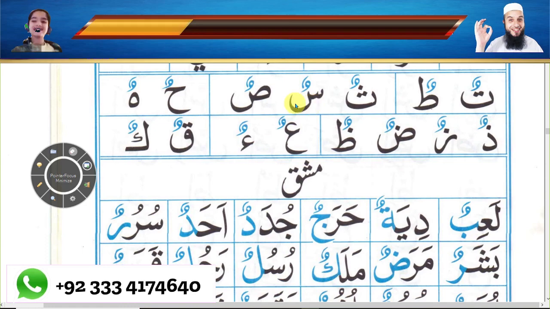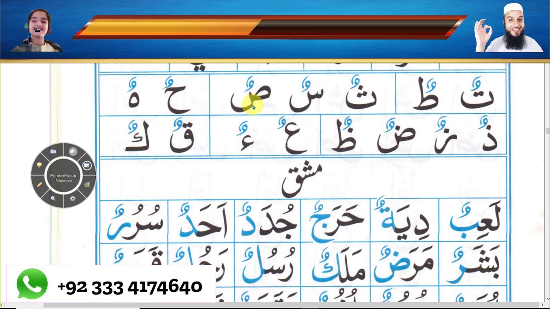Seen. Okay, where do we touch our tongue in this letter? At the back side of the upper front teeth. No, backside of the lower front teeth. The letter sod. We touch the backside of the lower front two teeth.